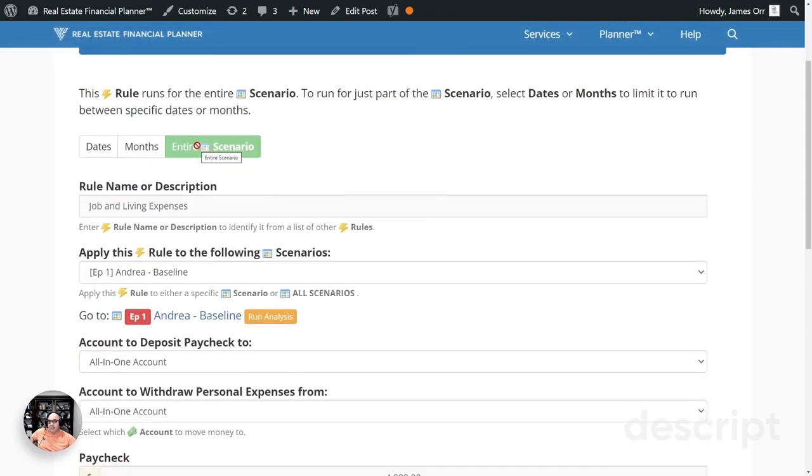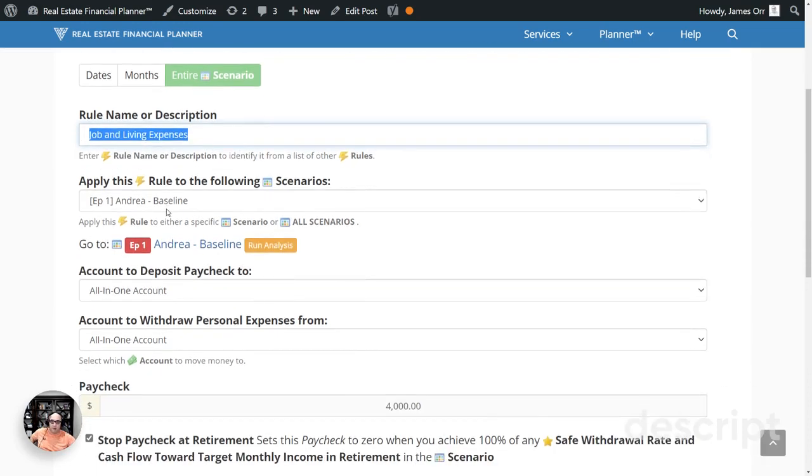It's going to run for the entire scenario. This is just a description that we put in here to describe what it is that we're doing. So you could say this is Andrea's job, and if she got remarried, this is her husband Joey's income or expenses or whatever it is. But you name it whatever you want so that you can keep track of it, or if you're doing it yourself. And then where do we apply this rule? In this case, we're applying it to that scenario, Andrea baseline episode 1.